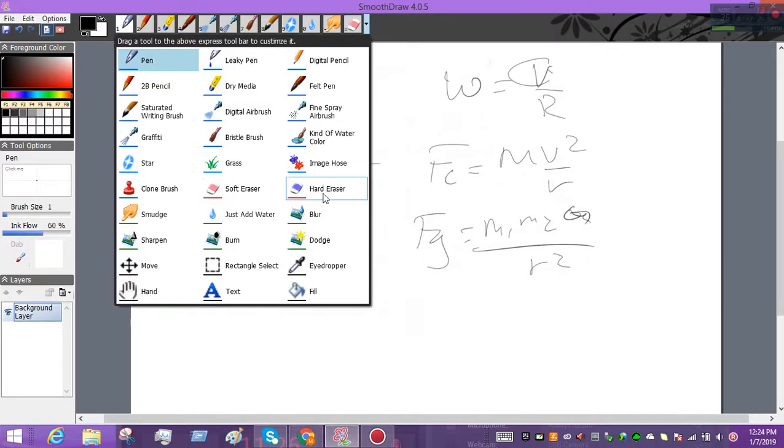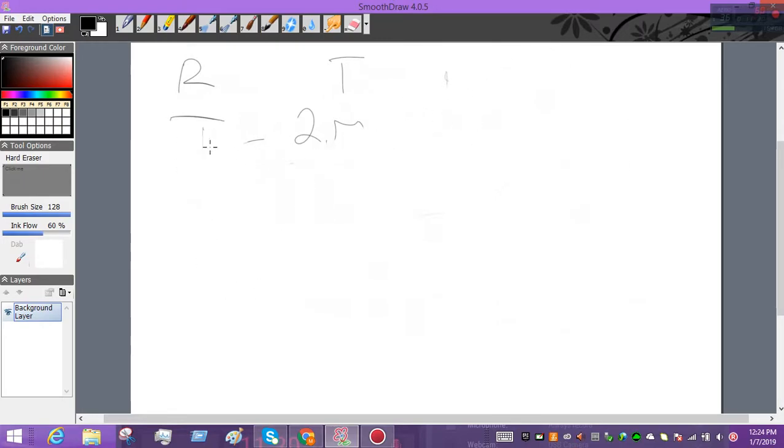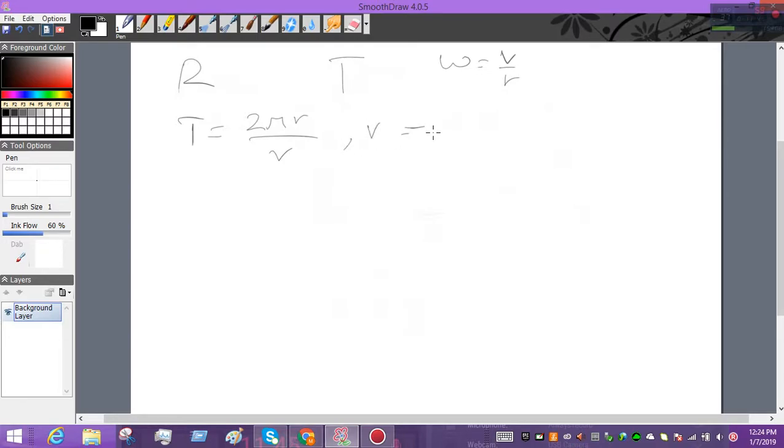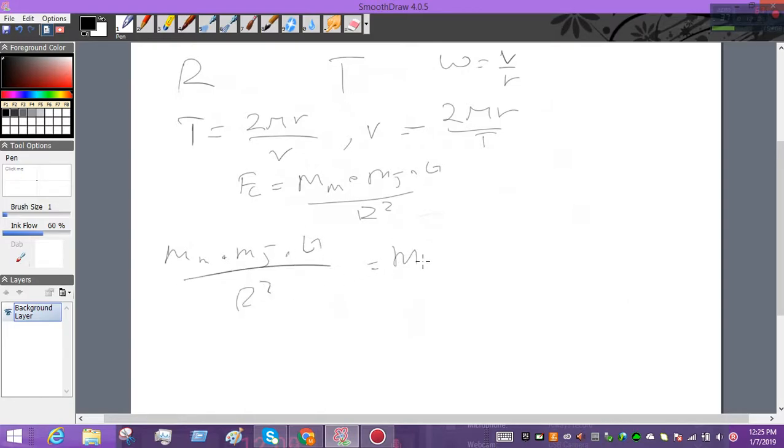Let me just quickly erase this because I'm going to run out of room if I do not, and I will write smaller. Okay, so time period equals 2 pi over omega, and omega equals v over r, and that's just rearranging the formula. So we get that v equals 2 pi R over T. So Fc equals the mass of the moon times mass of Jupiter times big G over R squared. So the mass of the moon times the mass of Jupiter times G over big R squared equals the mass of the moon times (2 pi R over T) squared over big R. If you multiply across, this R will cancel out with this squared, and the mass of the moon cancels out on each side.